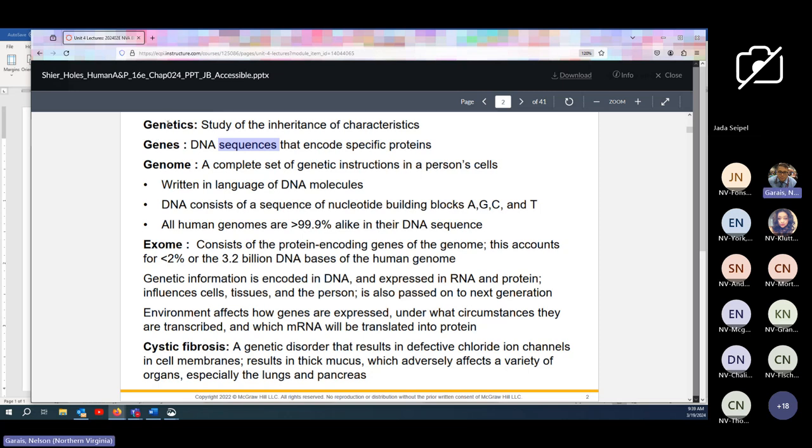So here are some terms. Genetics is, of course, the study of inheritance and its characteristics. Genes, the actual DNA sequence. Genome is the letters, right? A, G, C, T. A stands for adenine, G for guanine, C for cytosine, and T for thymine. And this is in DNA, okay? Let's not look at exome, it's not as important. Just look at genome. It's a set of genetic instructions, and the instructions are letters. These letters represent not proteins, but the code of the DNA.